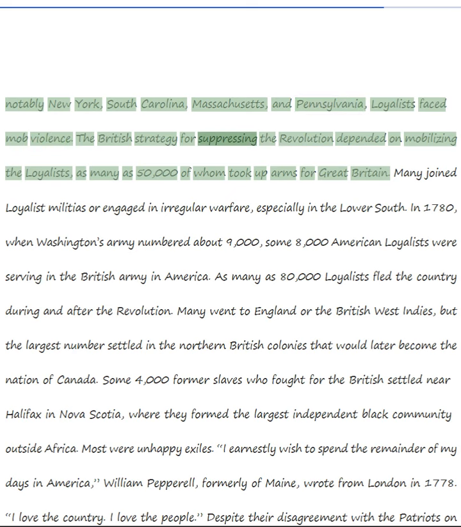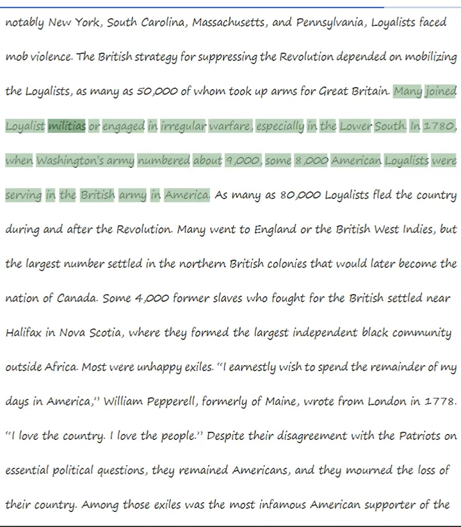The British strategy for suppressing the revolution depended on mobilizing the Loyalists, as many as 50,000 of whom took up arms for Great Britain. Many joined Loyalist militias or engaged in irregular warfare, especially in the Lower South. In 1780, when Washington's army numbered about 9,000, some 8,000 American Loyalists were serving in the British Army in America.